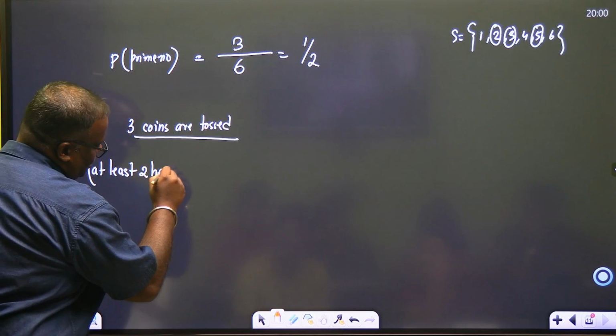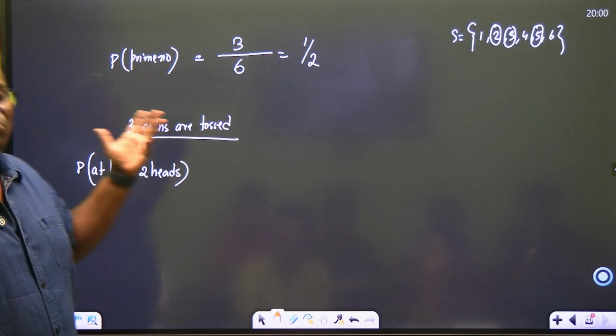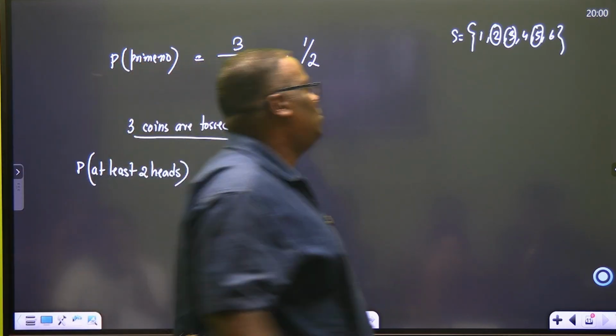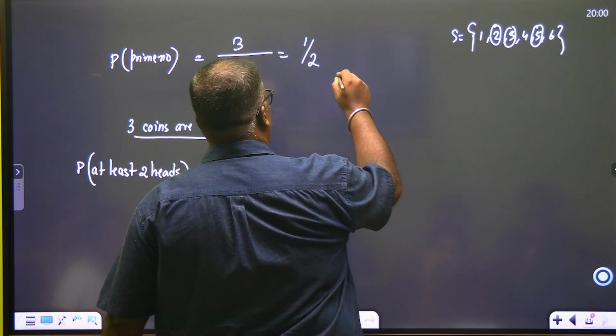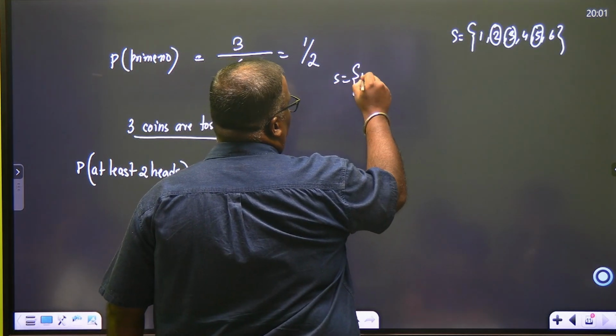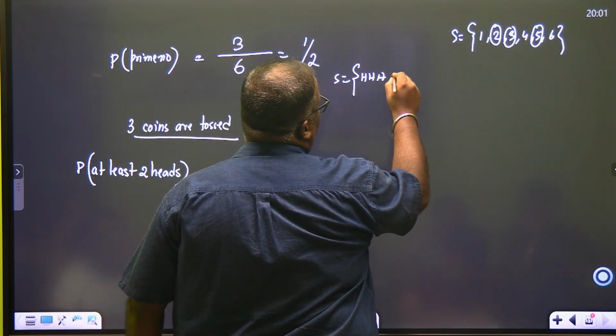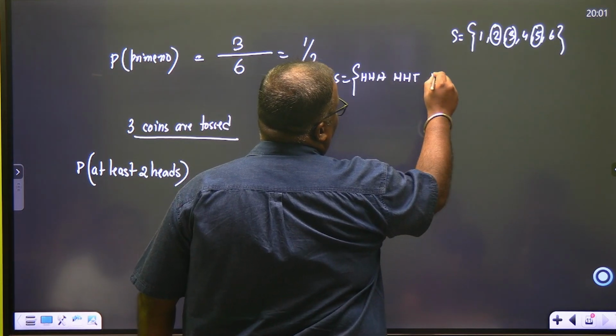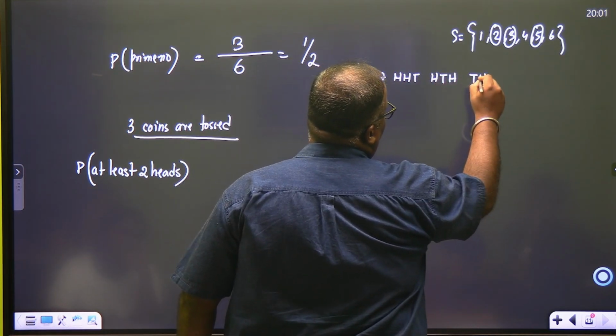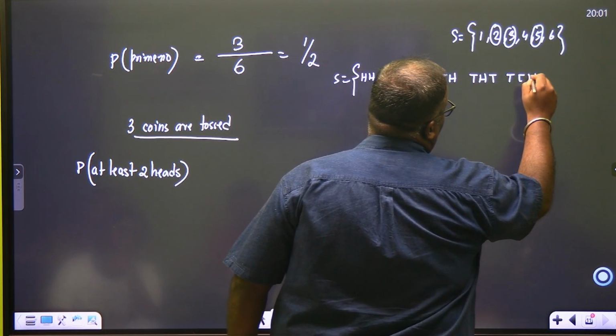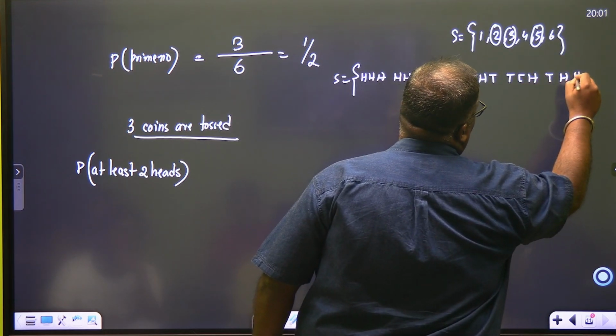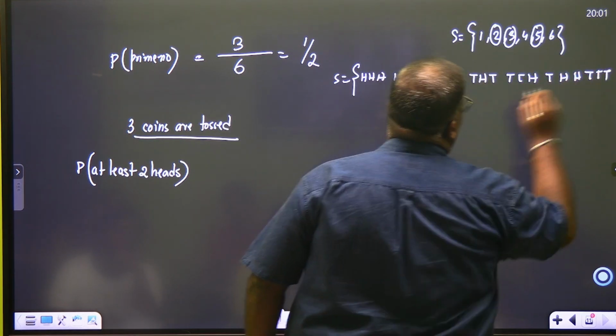ये थोड़ा सा मस्ती करके छोड़ता है. At least 2 heads. So our first job becomes what? To write the sample space. तो चलो sample space बोलो. Ha ha ha. Then ha ha ta. Then ha ta ha. Then ta ha ta. Ta ta ha. Ta ha ha. Ta ta ta. लेकिन कितना हो गया? 7 ही हुआ होगा. 1 2 3 4 5 6.